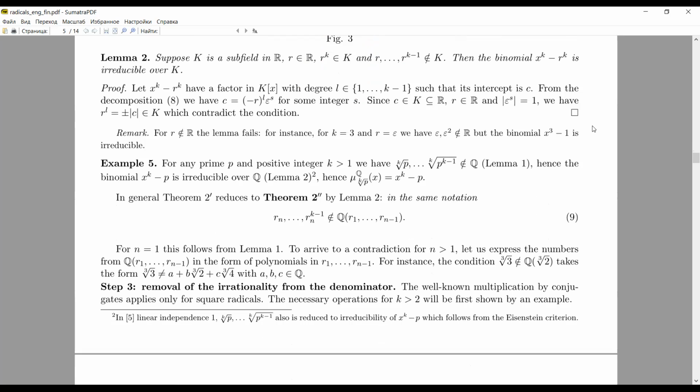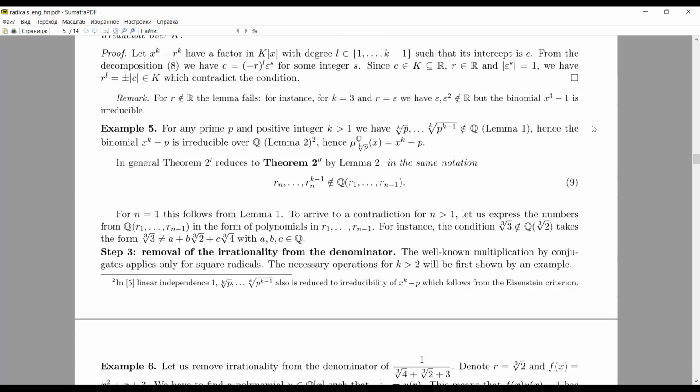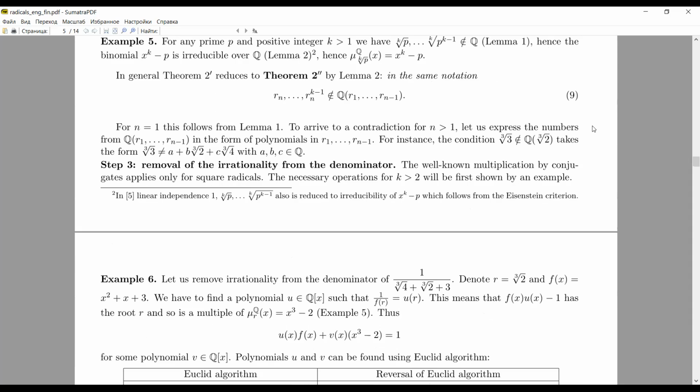So this lemma allows us to reduce theorem 2 prime to theorem 2 with two primes, in the following formulation: the powers of the radical Rn, from the first one to k minus 1, don't belong to the field obtained from Q by joining the previous radicals. We prove it by induction on n. If n equals 1, it's just lemma 1.